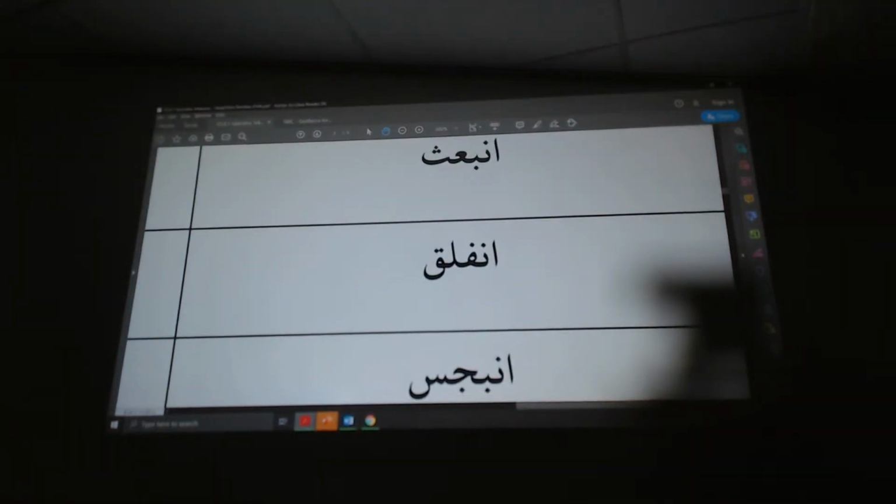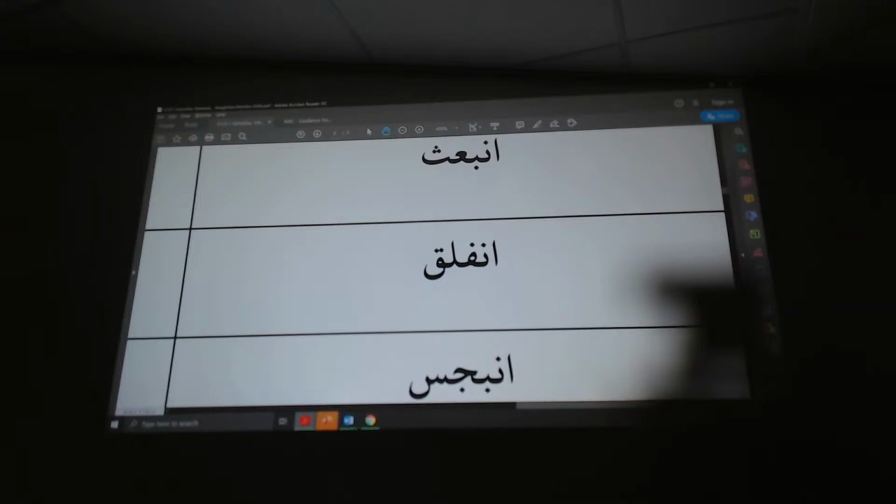Okay, join in. The last one you weren't able to. Join in this one. Are you ready? 3, 2, 1, go. Infalaqa yanfaliqu infilaqan fahuwa munfaliqun. الأمر منه انفلق والنهي عنه لا تنفلق والظرف منه منفلق.